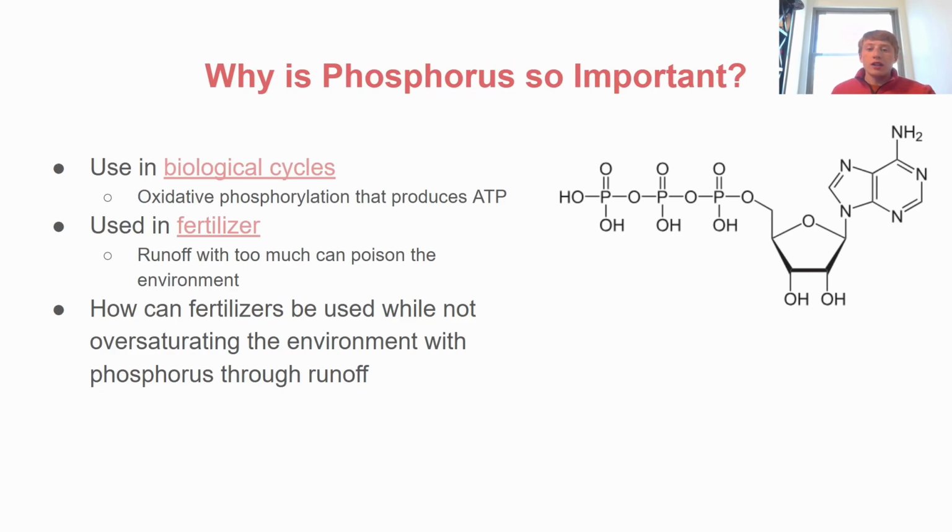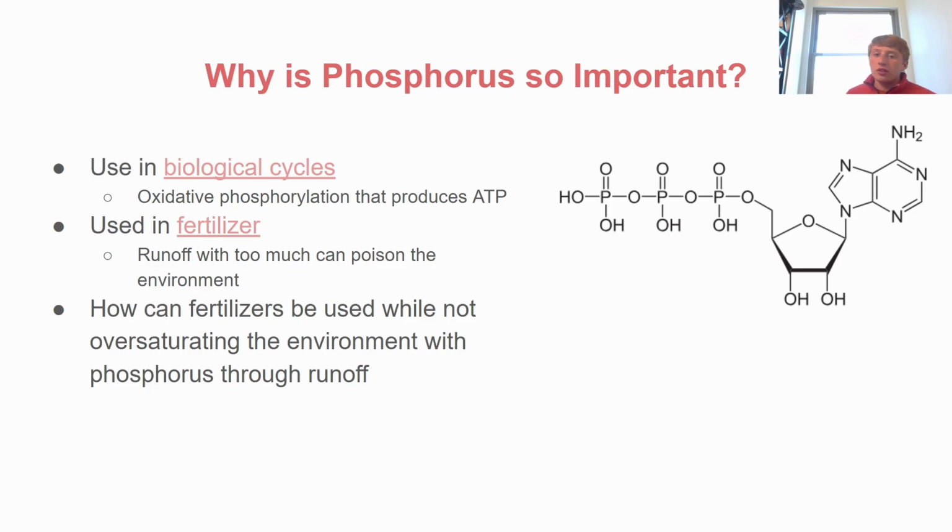For example, in cellular respiration, oxidative phosphorylation produces ATP, which is this molecule right here. But you'll see in this molecule that there are 3 phosphate groups, which have a phosphorus in them. And this is one of the reasons why phosphorus is so important. Phosphorus is also used in fertilizers to help plants grow.